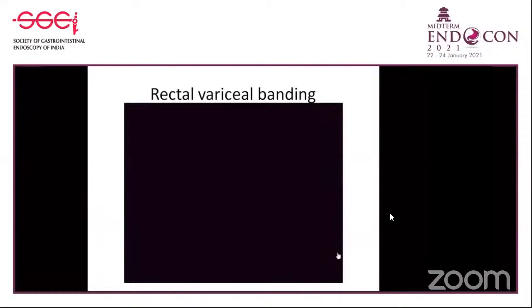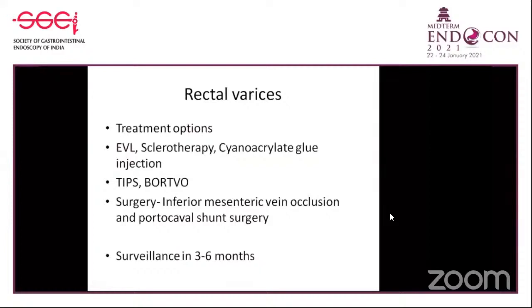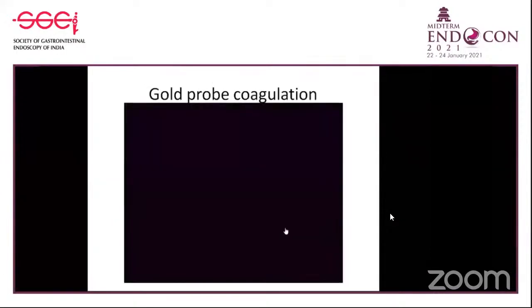Now, coming to rectal variceal bleeding. So here you can see this video, I think it's not playing. I'm going to skip it, otherwise I have to log out and log in. So here, this is rectal varices. What are the options? The treatment options can be banding, sclerotherapy, cyanoacrylate glue injection. It is not very clear, and the only problem is there can be recurrence. And if there is an incessant bleed, you can go for TIPS or BRTO, and surgery. Surgery is, of course, the last option. Mostly we'd like to go for a TIPS or a BRTO. And surveillance, it's better to do it once in 3 to 6 months.